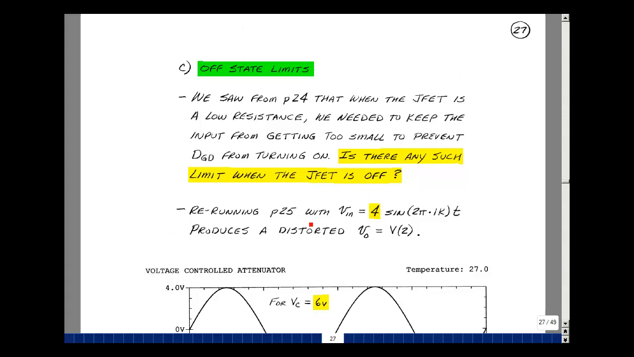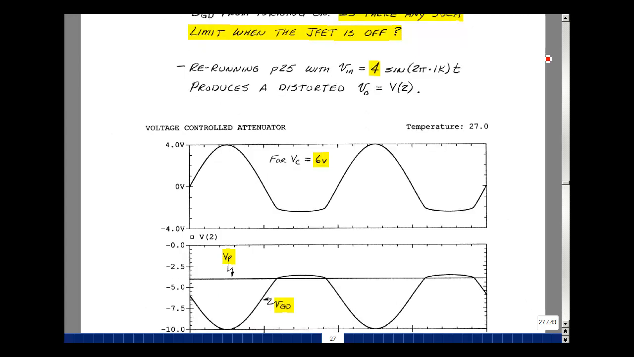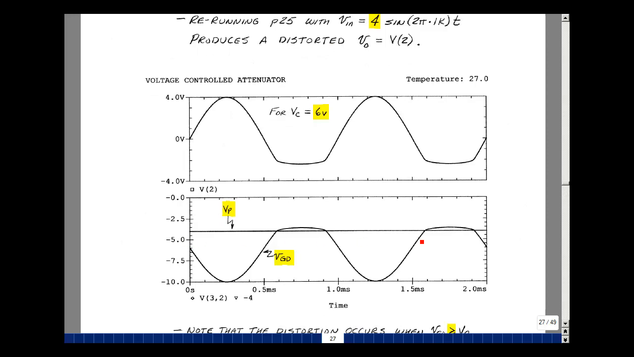Suppose that I rerun the last simulation with a 4 volt sine wave instead of a 2 volt sine wave. Well, here's the output for a 4 volt sine wave. We see that the bottom half of the sine wave is distorted. Let's see if we can figure out why. I plotted the gate to drain voltage, and I also plotted the pinch-off voltage. So here's the plotting of minus 4, which is the pinch-off voltage, and here is the gate to drain voltage. So here was the gate and here is the drain.